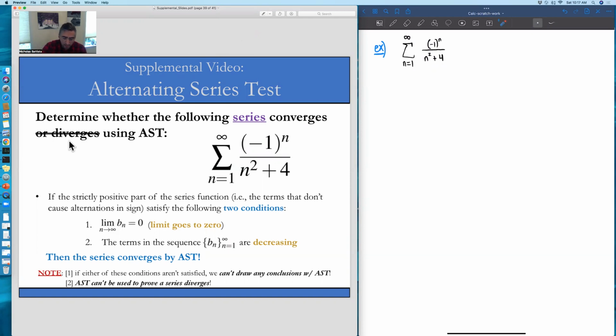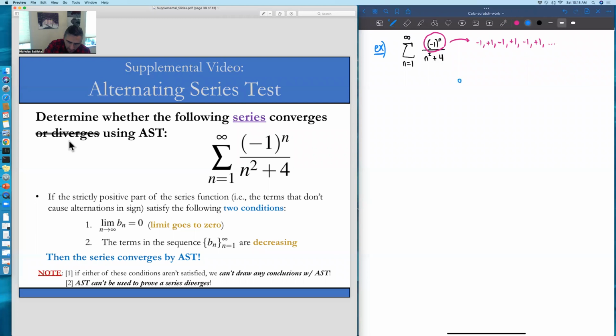So the first thing to do when considering an alternating series is we have to make sure it is indeed an alternating series. In this case, because we have that (-1)^n in the numerator, that (-1)^n is going to give us that flip-flop in sign. When n is 1, we have this as -1. When n is 2, we have positive 1. And this sequence of (-1)^n is always going to oscillate between -1 and 1. So all alternations in sign are due to that term alone. Everything else in the series is positive.